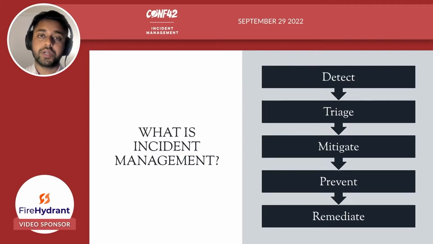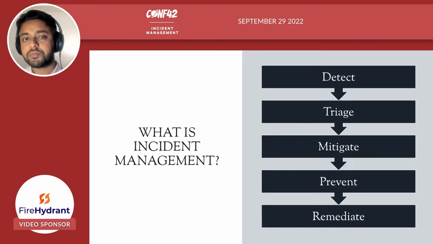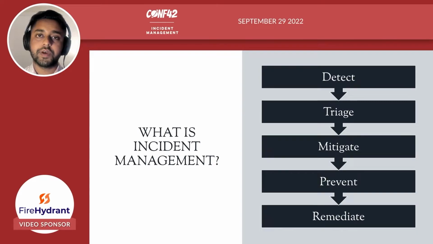So now that we've defined what an incident is and talked about how it's different from a bug, let's talk about what incident management looks like. There's typically 5 main phases. First of all, detection. The detection might happen through automated alerts from our observability or monitoring systems, or through manual reports. After that, we triage the situation, identify which component is responsible, and identify how severe the impact is.